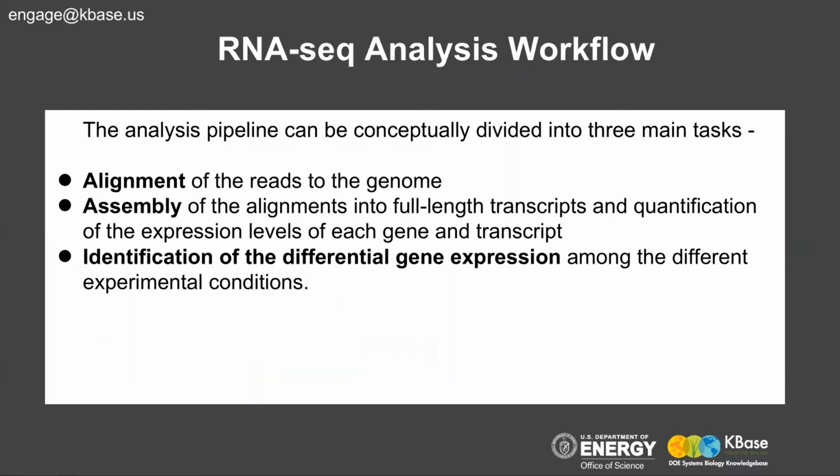And this data analysis pipeline can be divided into three main tasks. One is alignment. Once you get the raw reads data, these reads need to be aligned to the reference genome, and then assembly of the alignments into full length transcripts and quantification of the expression levels of each gene and transcript. And the next step is the identification of differential gene expression among the different experimental conditions. So these are mainly the three particular steps: aligner, assembler, and differential gene expression identification.